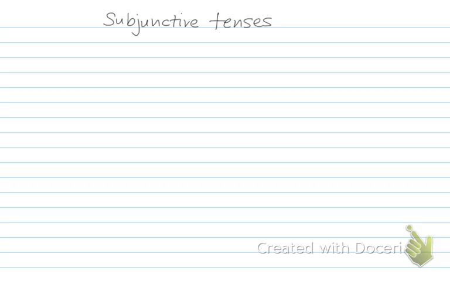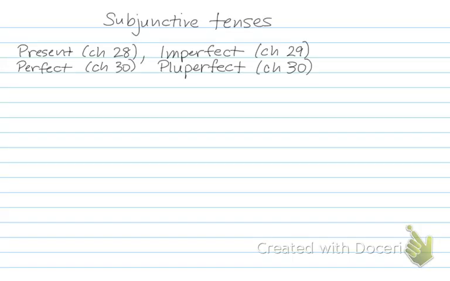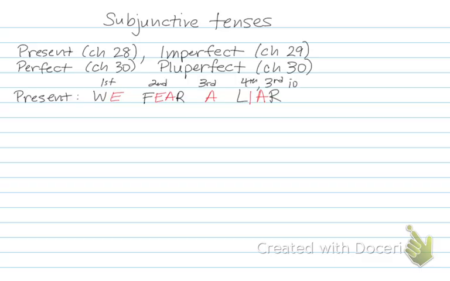Remember that there are only 4 tenses of the subjunctive total. We learned the present in Chapter 28, the imperfect in Chapter 29, and now we're learning the perfect and the pluperfect. As review, for the present tense, in either active or passive, you picked the vowel for the verb based on the mnemonic device "we fear a liar," where those match up to the conjugations.